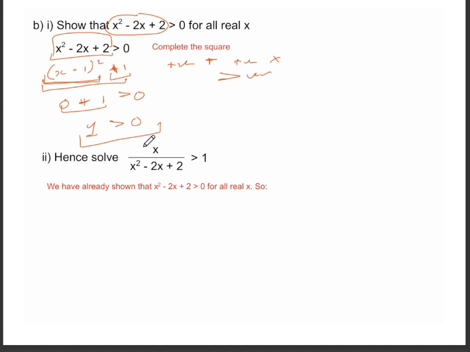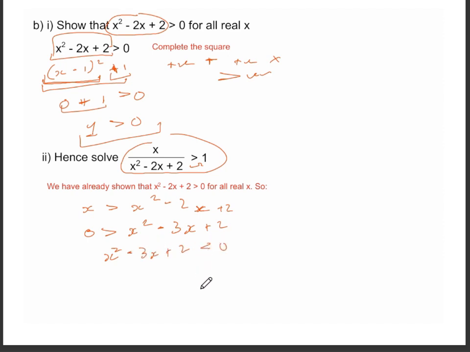Okay? Then we need to solve this thing right here. Now to solve it, we can just bring this to the other side, where x > x² - 2x + 2. Okay? Then we can rearrange it and we end up getting 0 > x² - 3x + 2. And we can write this from the left, so it's easier to read. x² - 3x + 2 < 0. And after this, we can just do the same thing, like sketching and all that, right?